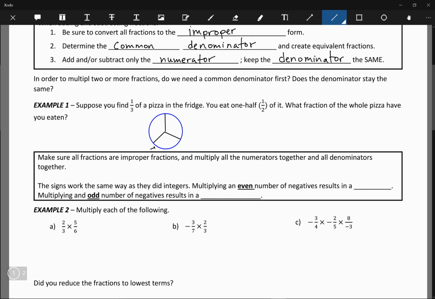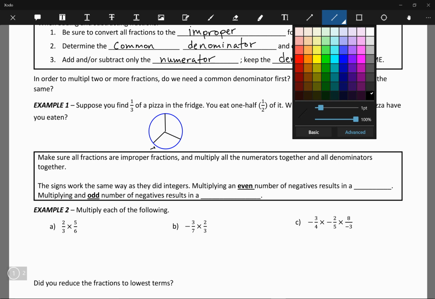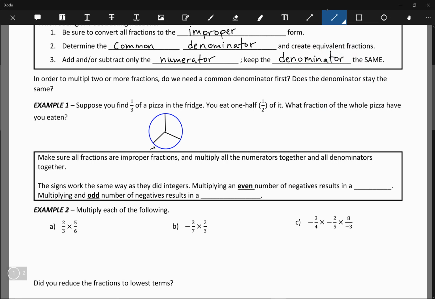And we said we eat half of it. So I'm going to further divide this pizza, I'll take each of my thirds and just take half. At the same time, I'll do the same thing to the others as well. So now we have a pizza in 1, 2, 3, 4, 5, 6 slices. And all we're doing is eating half of a third of it. So exactly how much of the entire pizza have I eaten?